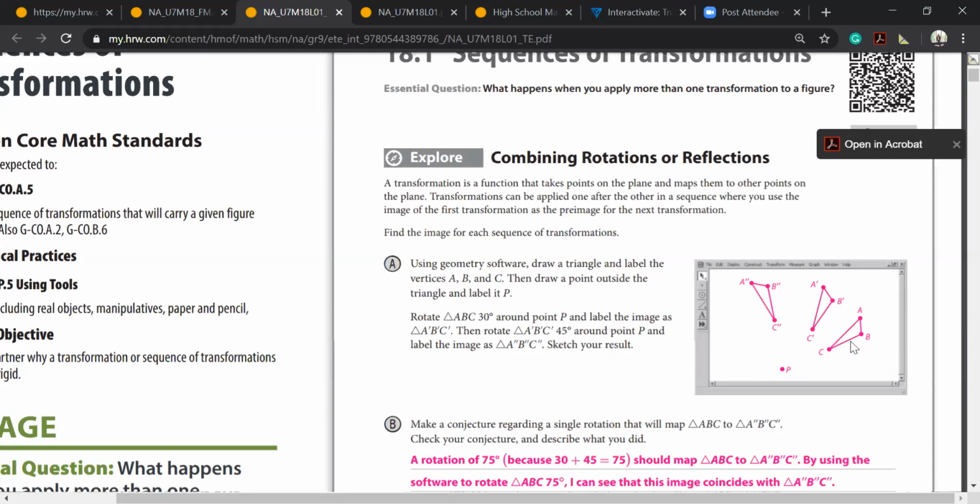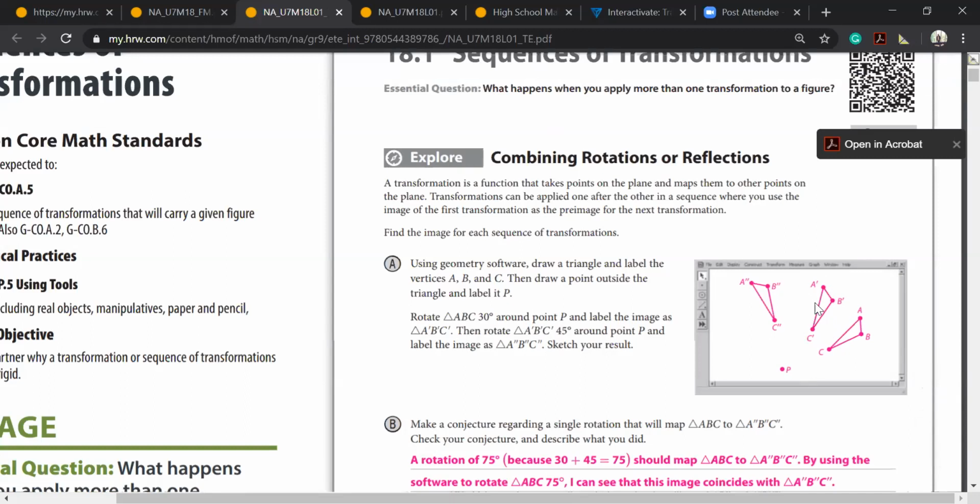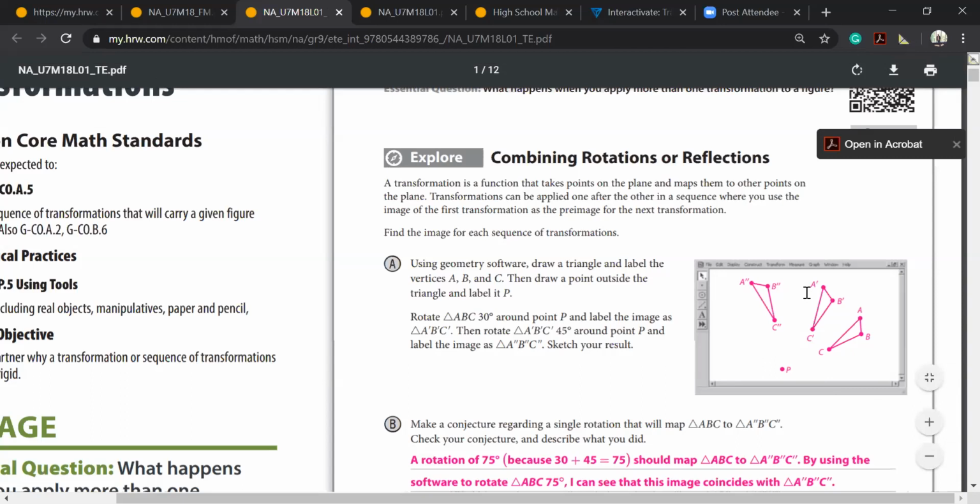So what is this? This is that my triangle was rotated around point P 30 degrees to create A prime, B prime, C prime. After doing this, this is a sequence. Remember, I'm going to rotate triangle A prime, B prime, C prime. After doing this, I found my image. Let's rotate our image now 45 degrees around point P. This is the sequence. Sequencing, you are doing a new transformation each time on the previous image.